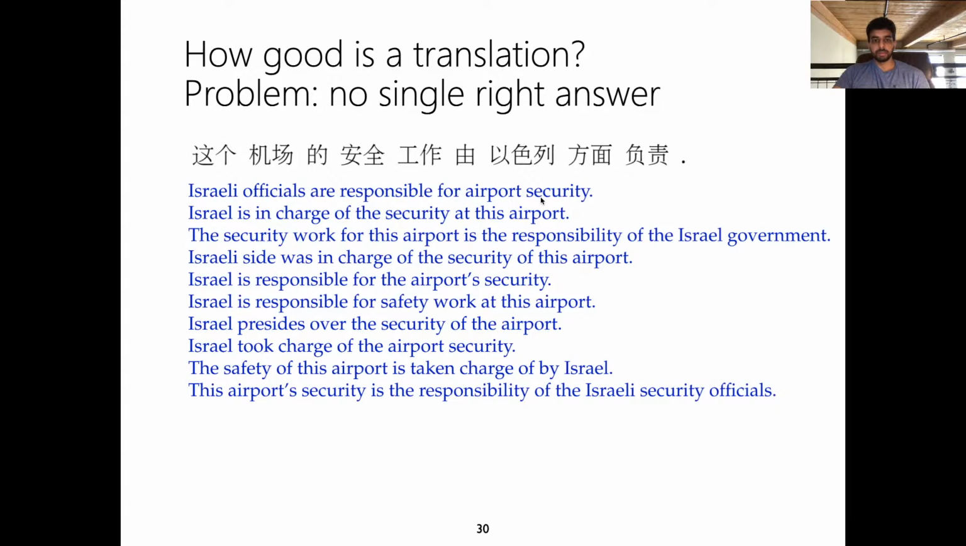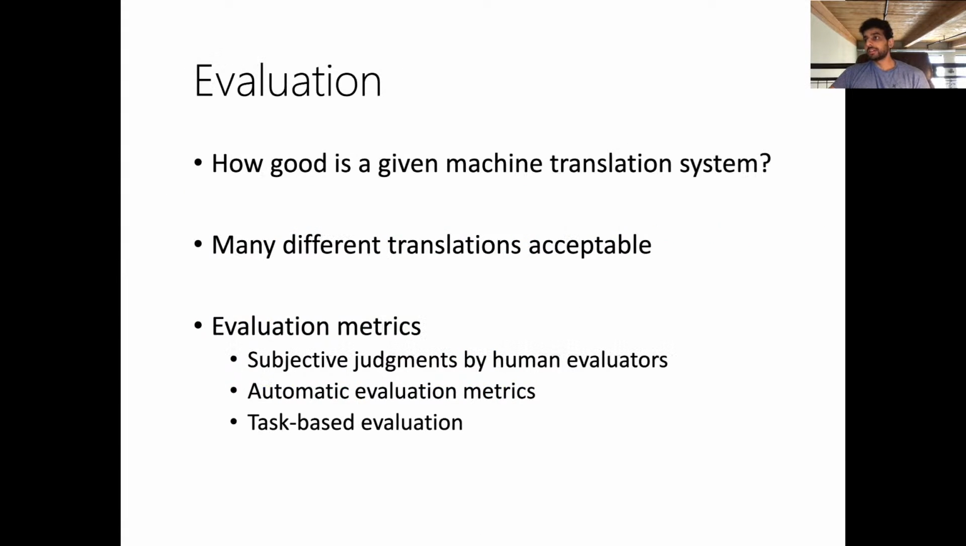Israeli officials are responsible for airport security. Israel is in charge of security at this airport, right? There are many paraphrases of this initial translation that could be acceptable in this case. And my model is going to produce one of these using whatever strategy I am using, right? Beam search or greedy decoding or whatever. So should I really be penalizing it for producing, say, one of these and not another? And more generally, how do I know whether the translation that my model produced is good or not?